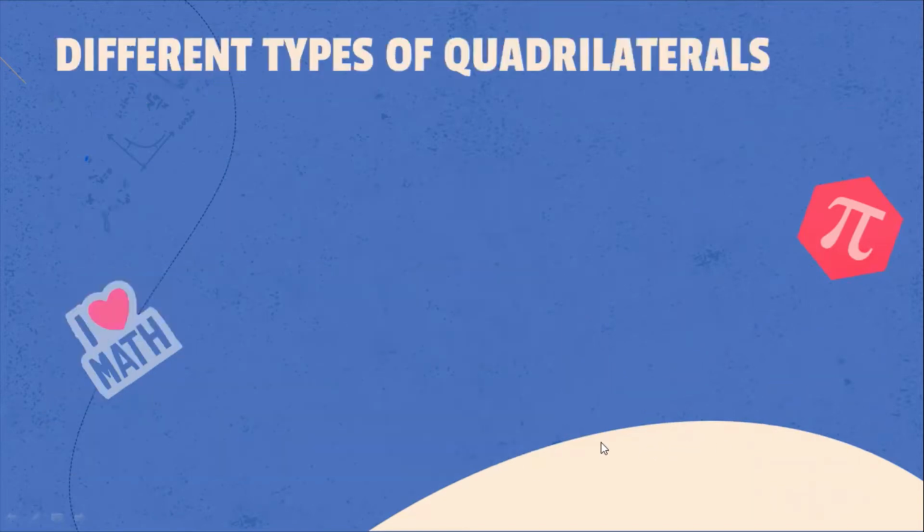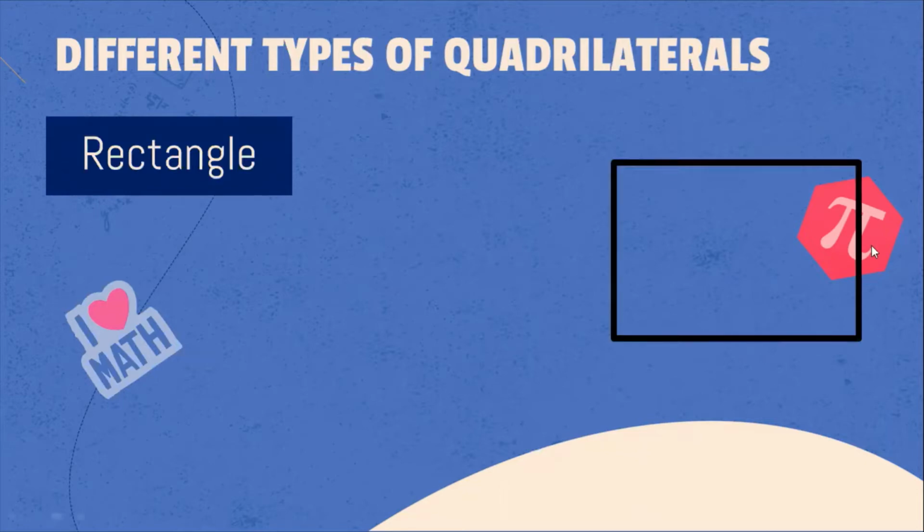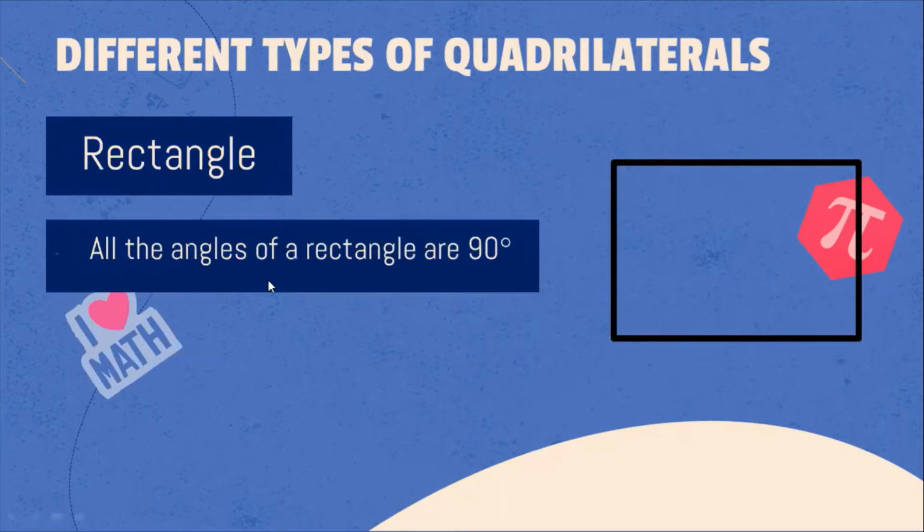What are the different kinds of quadrilaterals? Let's start with rectangle. What is a rectangle? Here's a rectangle. Always remember, all the angles of a rectangle are 90 degrees, or right angles, because they measure exactly 90 degrees.